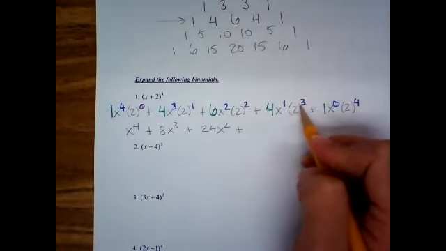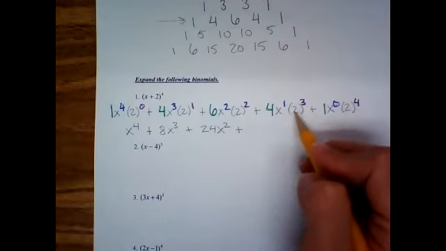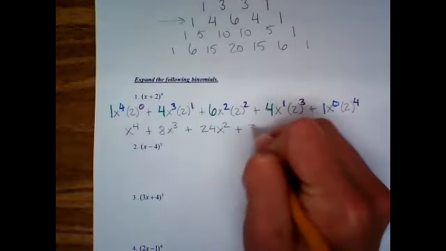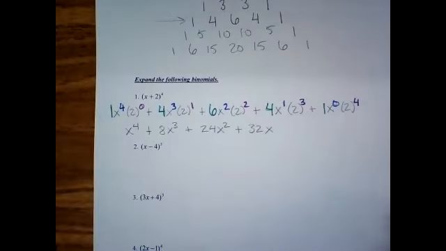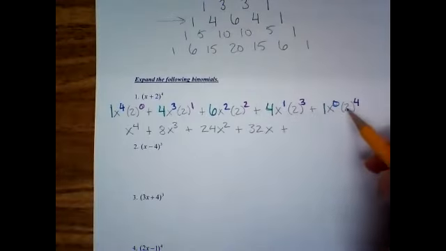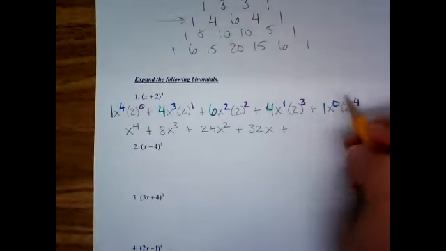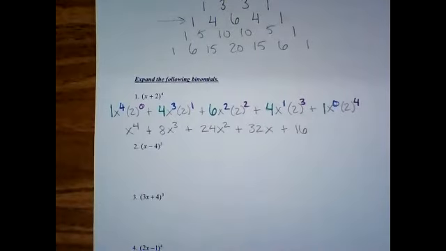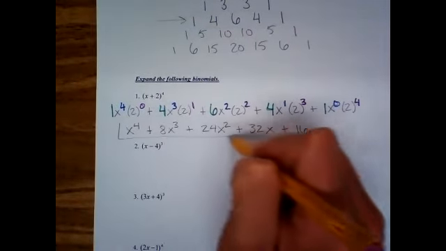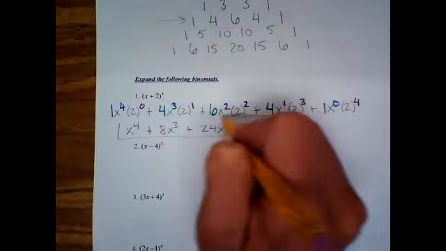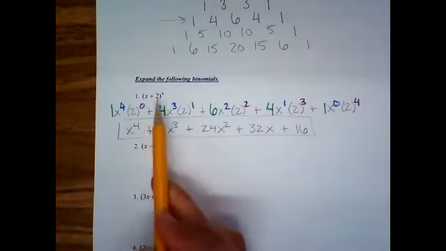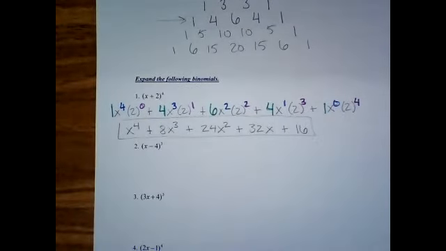2 cubed, do we remember what that one is? 2 cubed is what? 8, good, thank you for not saying 6. 2 cubed is 8, 8 times 4 is 32, so 32x. And then 2 to the 4th would be 16. Anything to the 0 power is 1, so you can pretty much ignore that, and then that's your answer. So it's a way you can expand these without having to do x plus 2 times x plus 2 times x plus 2 times x plus 2. You can get the answer in 2 steps.